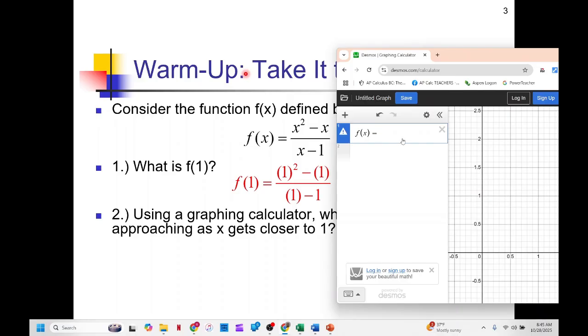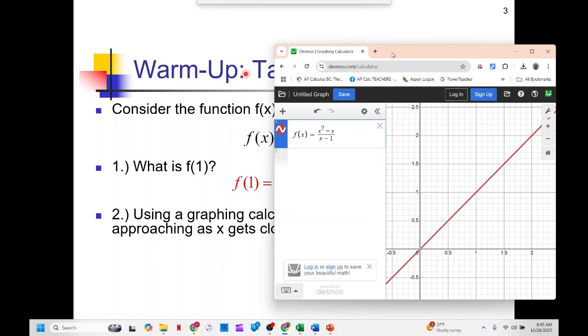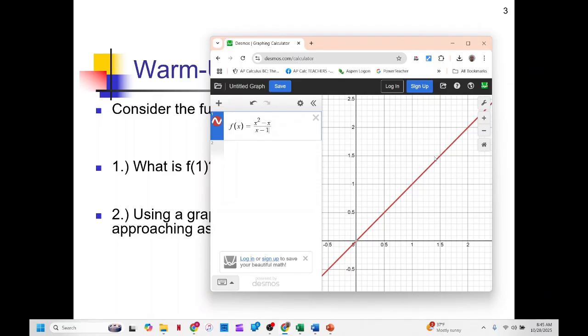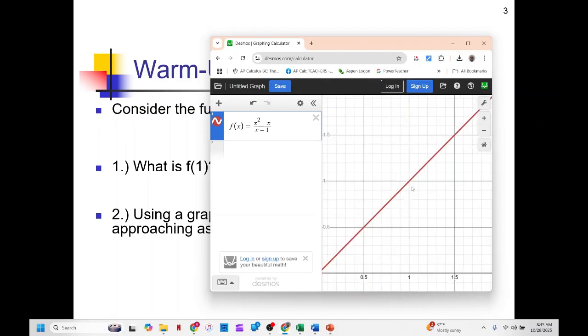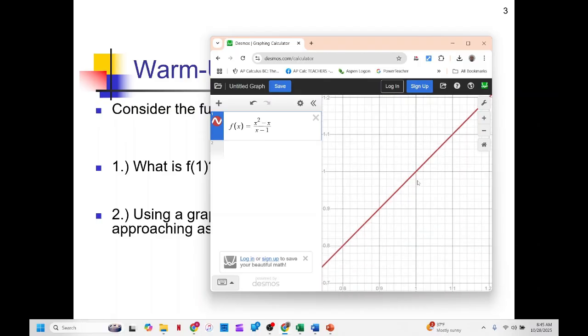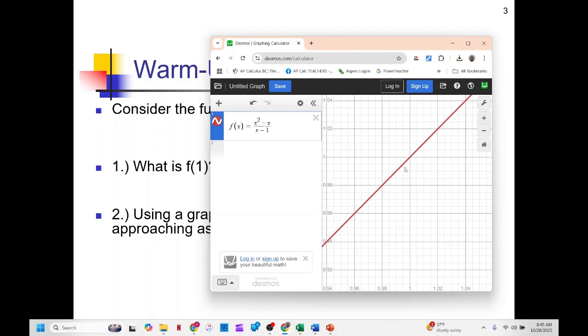So let's do fraction. We got x squared minus x over x minus 1. So here is what that graph looks like. Now it looks like as our graph approaches 1 on the x value, we've got a y value that also looks like 1. Let's zoom in on what's going on there. And as we get closer and closer and closer, yeah, it definitely looks like 1 right there.